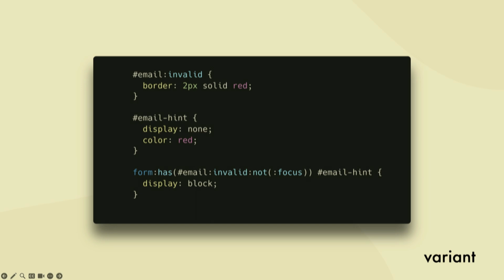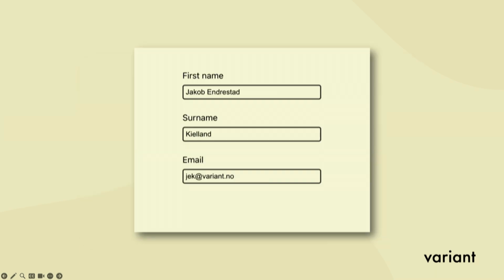But if our form has an invalid email, which is also not in focus, then it's going to display that hint. And we can see what this looks like in practice. And to me, this really looks like something that you'd need JavaScript for, but this is just HTML and CSS.